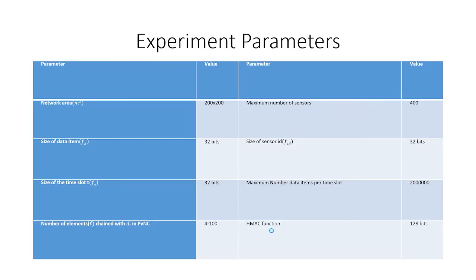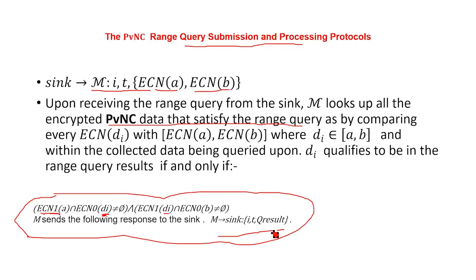So the sink, upon receiving the data, will again decrypt it and then compare it to see if no data was dropped or data is not forged, and so on.